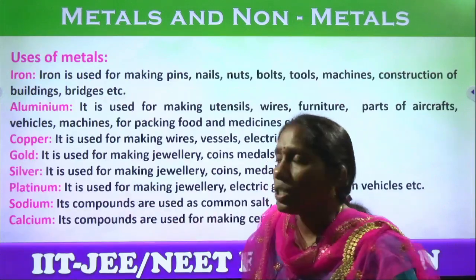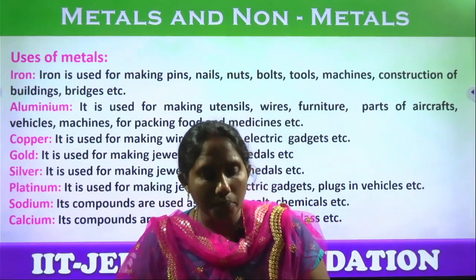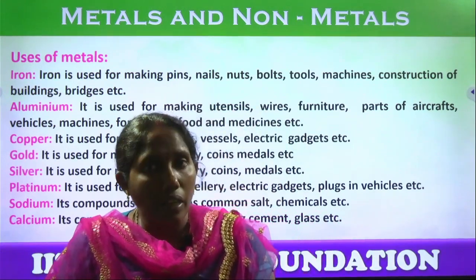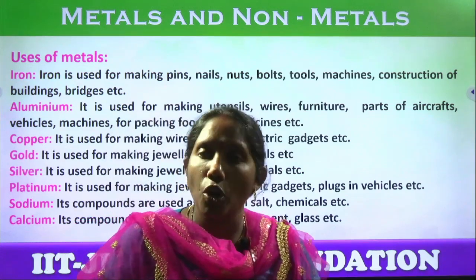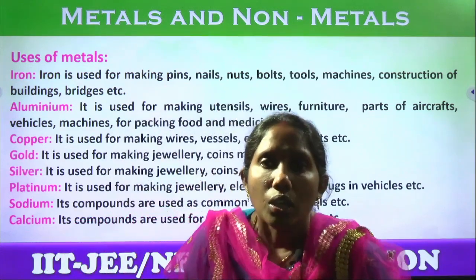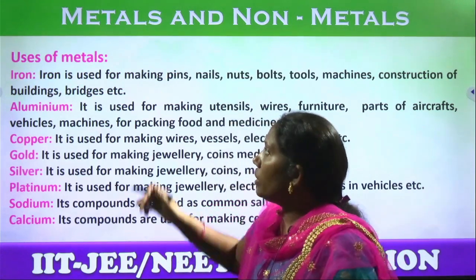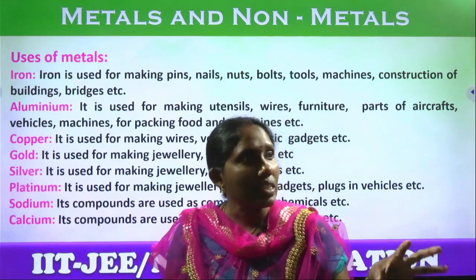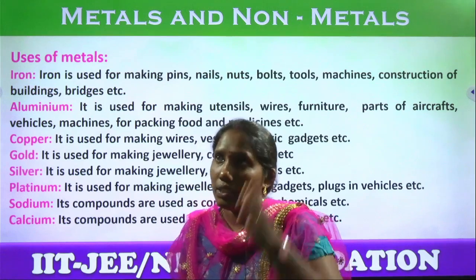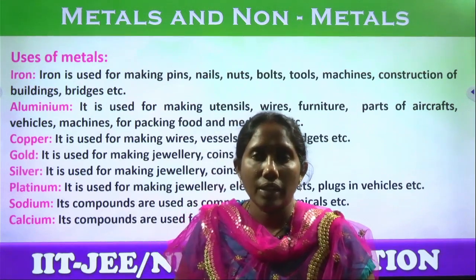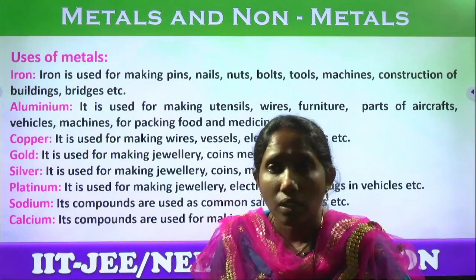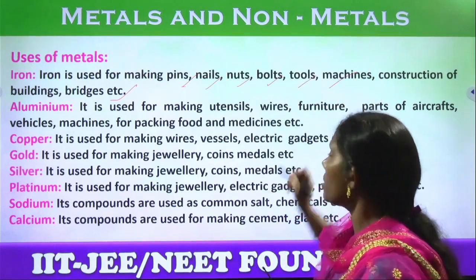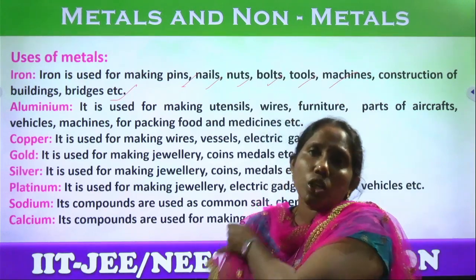Now come to the uses of metals. So in this video we covered the classification of elements, occurrence of metals, physical properties of metals, and chemical properties of metals. Now what are the uses? Iron: for what purpose is iron used? For construction. For house construction, they keep iron bars inside for strong construction, for the basement also, right? For buildings, bridges, pins, nails, nuts, bolts, tools, machines, for all those purposes iron is useful.